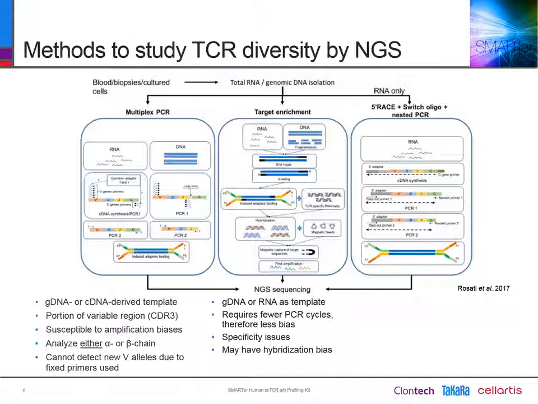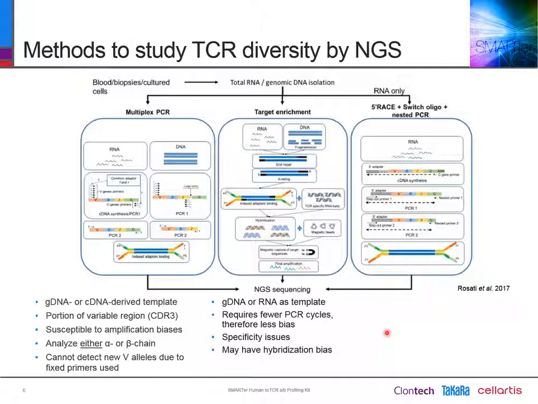In the other approach, the target enrichment, you can again use genomic DNA or RNA as template, and while this approach requires fewer PCR cycles, therefore there is less bias, you may still have specificity issues of amplification or enrichment due to differences in hybridization, as well as other specificity issues.